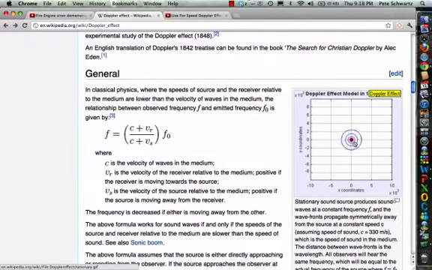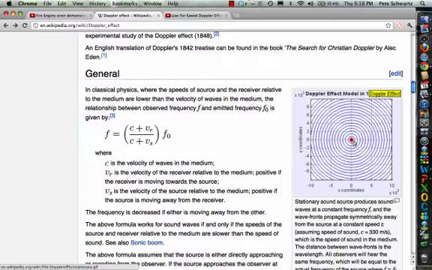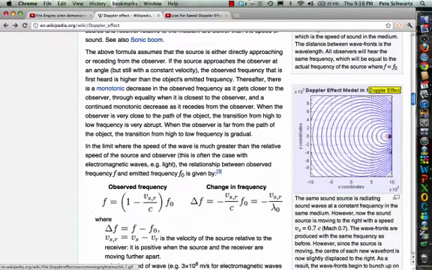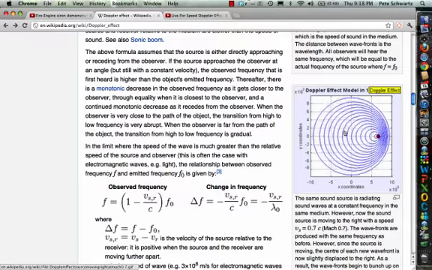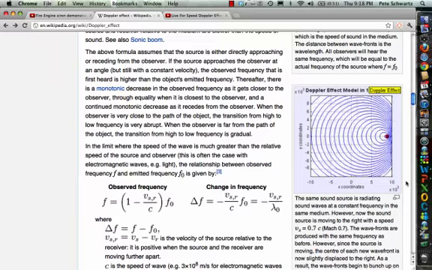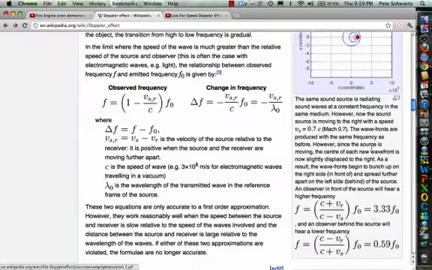And so here we go. We have a source of waves. It could be light waves or sound waves moving off in all directions at equal speeds. But when the source is moving, the wavelength is much larger behind than it is in front. You think of the waves as getting crunched up in front and spread out behind.